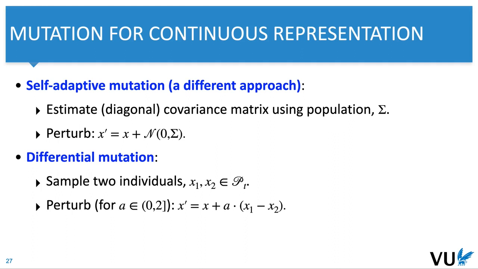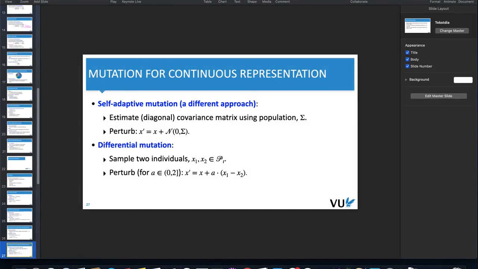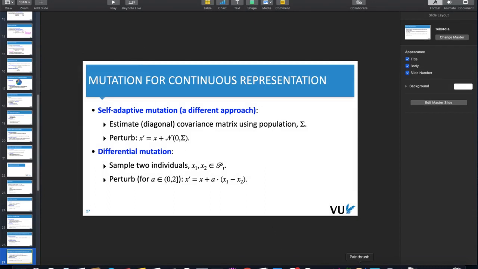And another approach that is extremely interesting is that we sample two individuals from our population, and then we calculate the difference between them. We multiply it by some constant value a, and we add this difference to our old parent, let's say. And why is this interesting? Actually, let's take a look at it graphically.